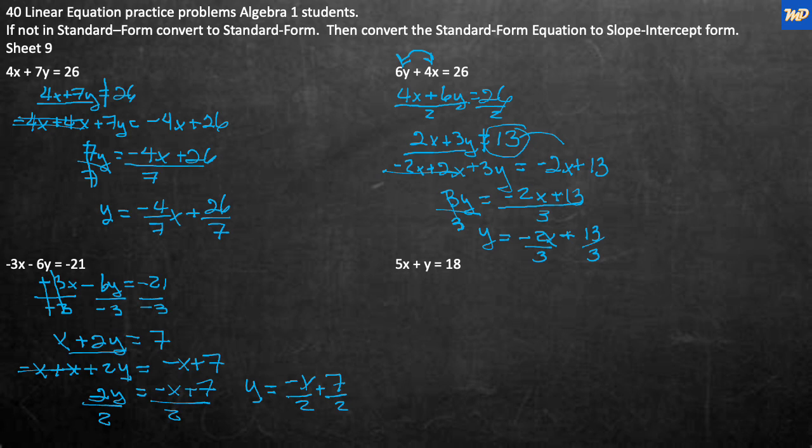Okay, so now the last one here on this page, 5x plus y equals 18, everything's good. No negatives where they don't belong. There's no fractions, no decimals, no common factors. All we have to do is go straight to slope-intercept, which is 5x plus y equals 18.